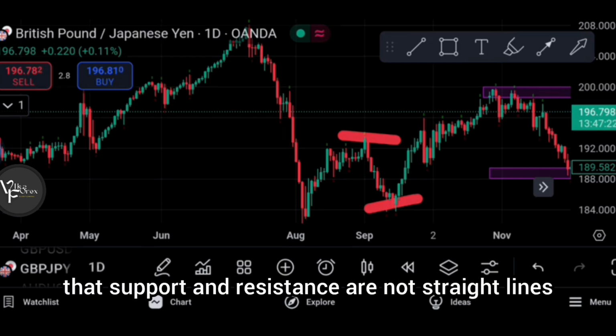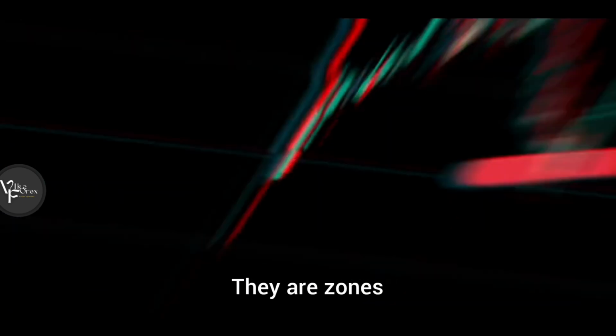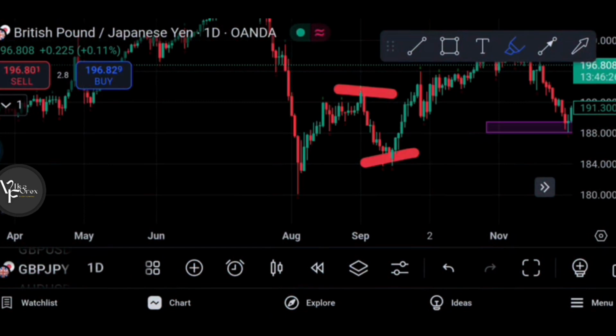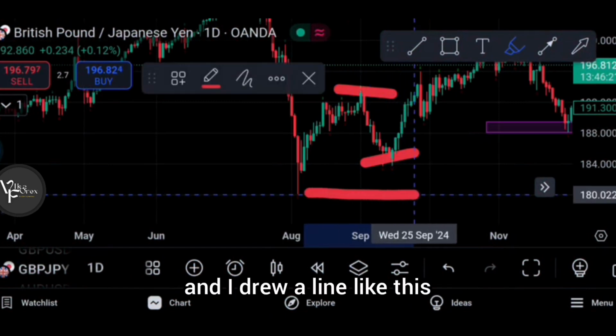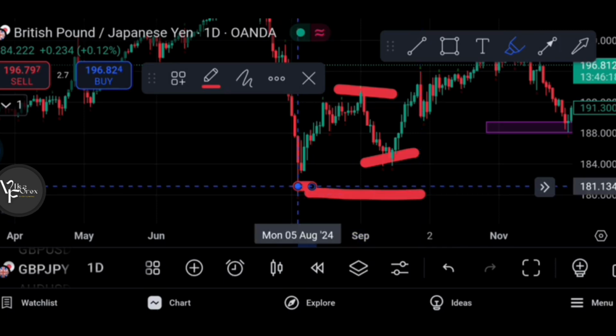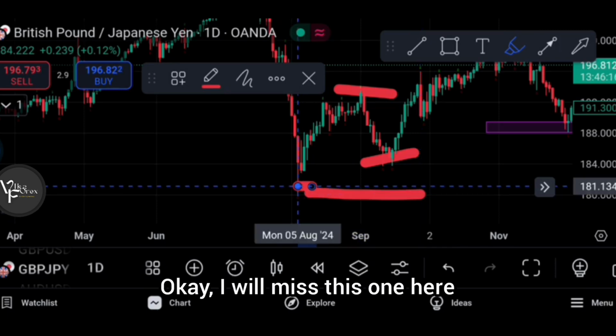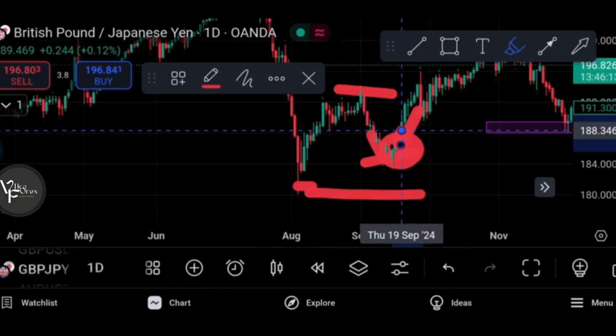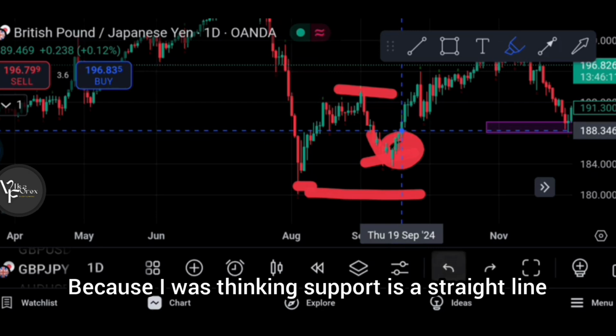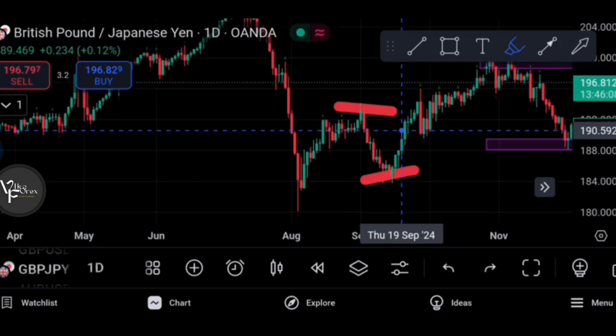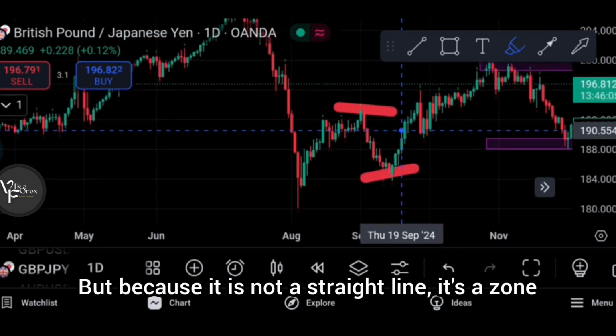And then I want you to notice that support and resistance are not straight lines, they are zones. So for instance, if I was thinking of it as a straight line and I drew a line like this, okay, I will miss this move here. This one is here because I was thinking support and resistance is a straight line. But because it is not a straight line, it's a zone.